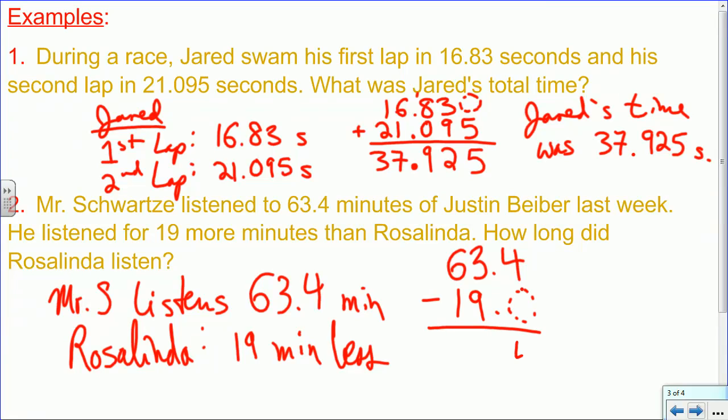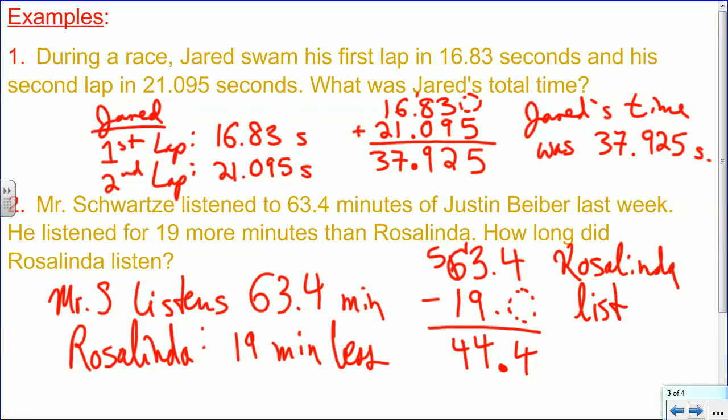0 from 4 is 4. 9 from 3 we have to borrow. 9 from 13, that's better. 13 ones, we traded in 1 ten and got 10 ones, so we have 13 ones. So 9 from 13 is 4 ones. 1 from 5, that's 4 tens. So our decimal drops right down, 44 and 4/10 minutes. So I always finish with the sentence, Rosalinda listened for 44 and 4/10 minutes.